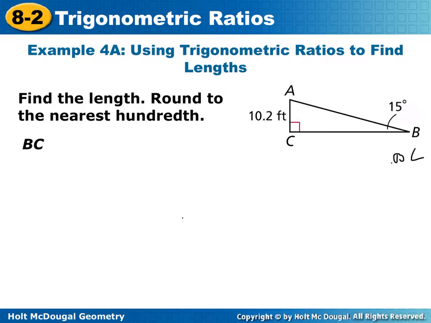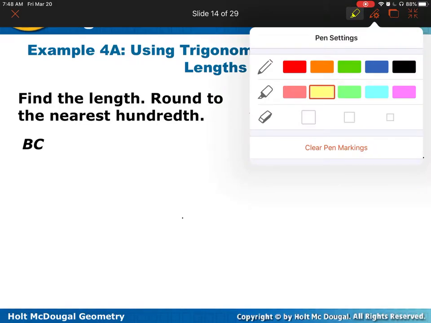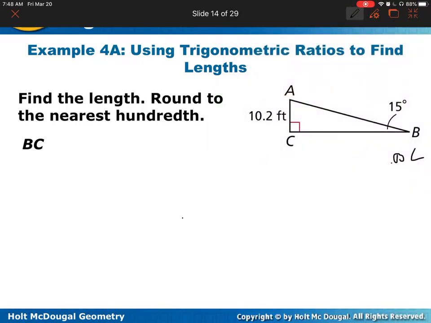Okay, so here we are. We're using trigonometric ratios to find lengths. This is the one we have not done yet. We've got our handy dandy 15 degrees here, and it says find the length of BC. So we're going to find the length of BC. From our SOHCAHTOA, what do we have and what are we looking to find?